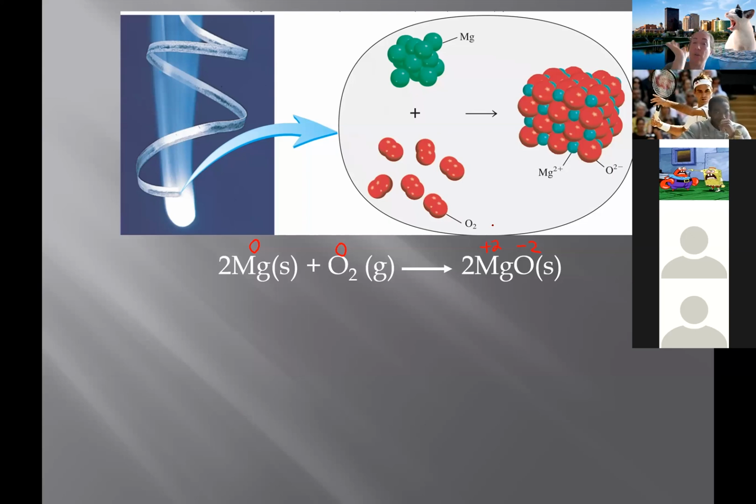Anyway, now we can actually start figuring out who gets reduced and who gets oxidized. What I like to do is draw little lines. So magnesium goes to magnesium, and oxygen goes to oxygen. Let's do magnesium first. It goes from 0 to +2. Is this guy losing electrons or gaining electrons? Losing. He's losing, right? He's getting more positive. So that's LEO. That means that this guy is being what? Oxidized. LEO.